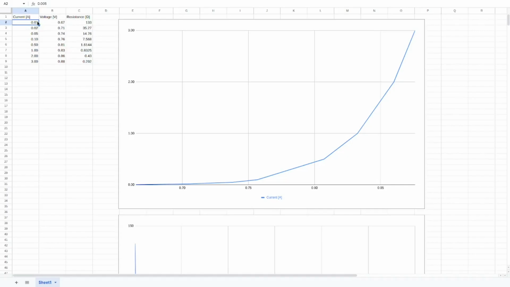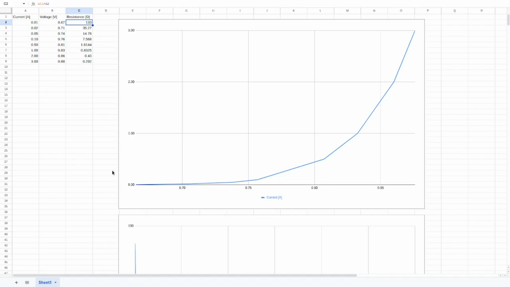So to put all these values on a graph, I tested the diode at various currents. For example, 10 milliamps, 20 milliamps, 50 milliamps, and so on. And for every current, I put the voltage drop across the diode in this column here. And also, for every pair of values, I calculated the resistance in a third column. And this is what the graphs look like for something like this.